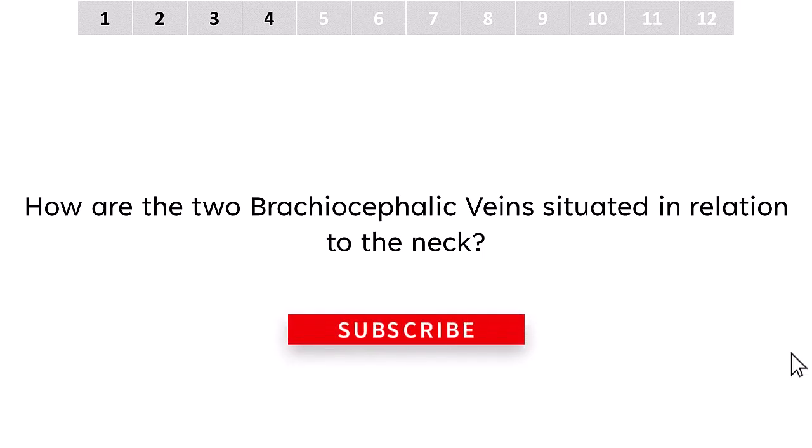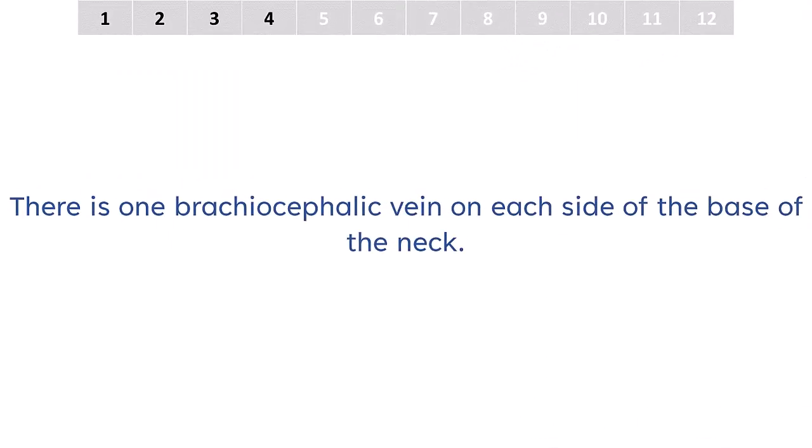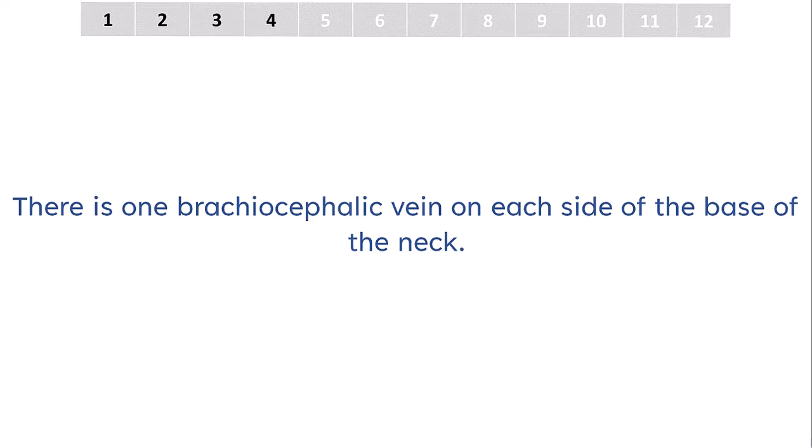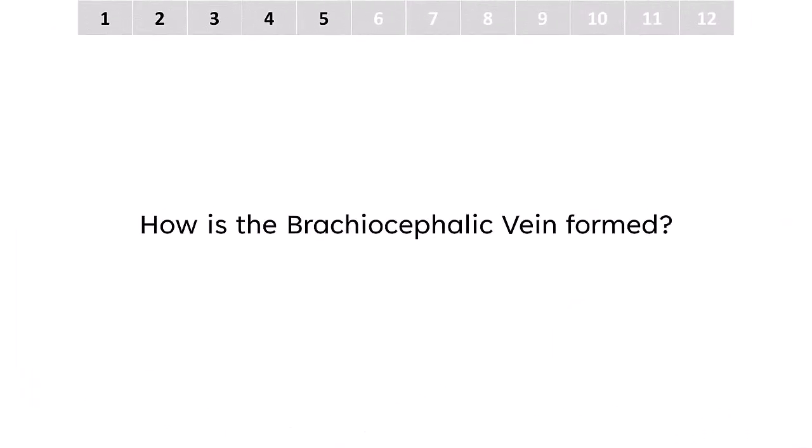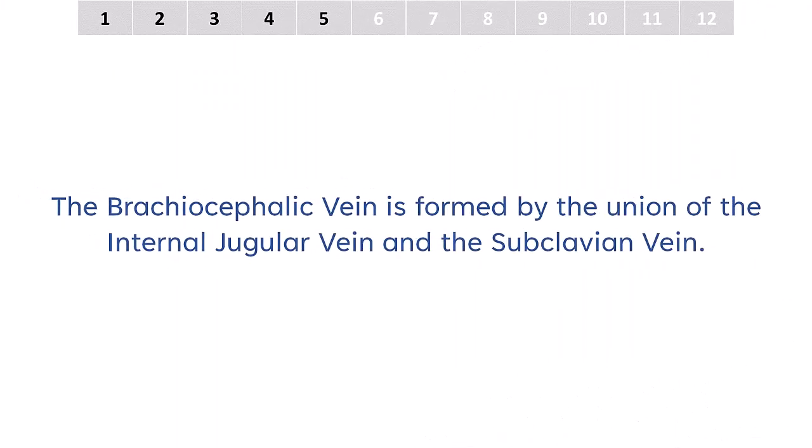How are the 2 brachiocephalic veins situated in relation to the neck? There is 1 brachiocephalic vein on each side of the base of the neck. How is the brachiocephalic vein formed? The brachiocephalic vein is formed by the union of the internal jugular vein and the subclavian vein.